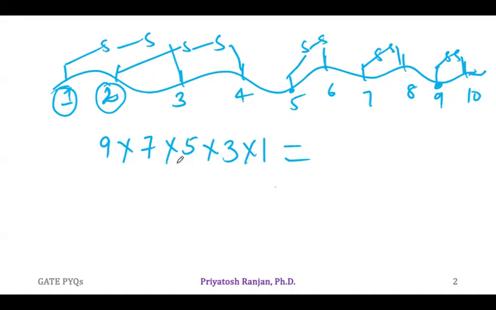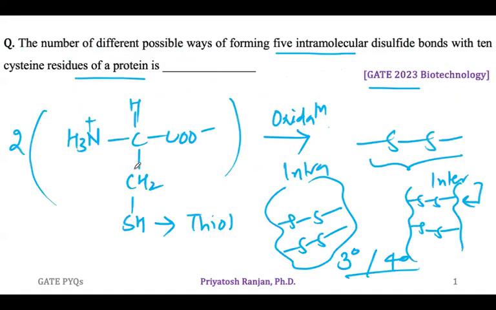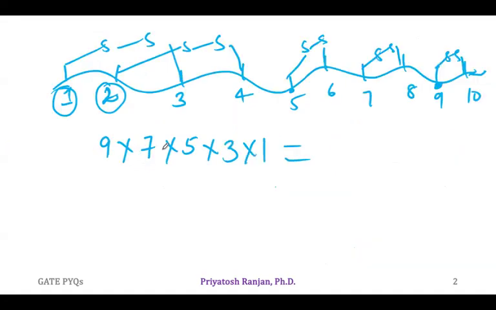Now, these are the total number of possible ways of forming 5 intramolecular disulfide bonds with 10 cysteine residues. Remember, a single disulfide bond involves 2 cysteine residues. So if there are 10, there are going to be a total of 5 intramolecular disulfide bonds. If there are a total of 8 cysteine residues, there are going to be a total of 4 intramolecular disulfide bonds. The numbers are going to be different for the intermolecular.